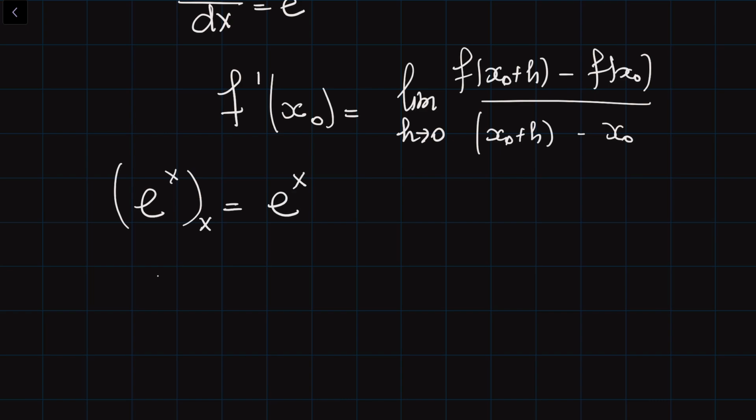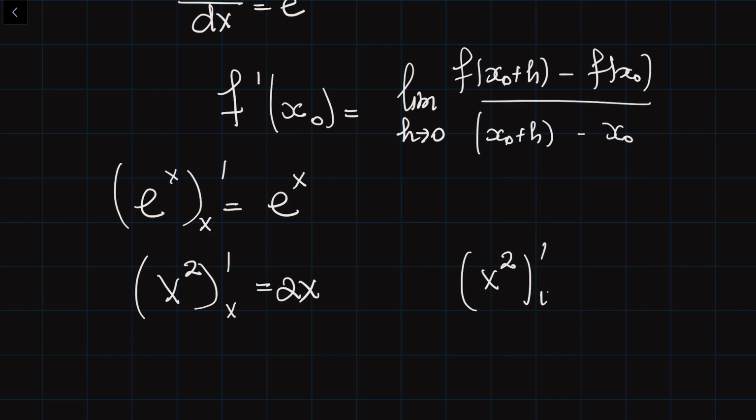Or for example, what is the derivative of x squared with respect to x? It is going to be equal to 2x. But if I say what is the derivative of x squared with respect to y, what is this? So if I say that it doesn't depend, yes. Okay, but what if they are independent?